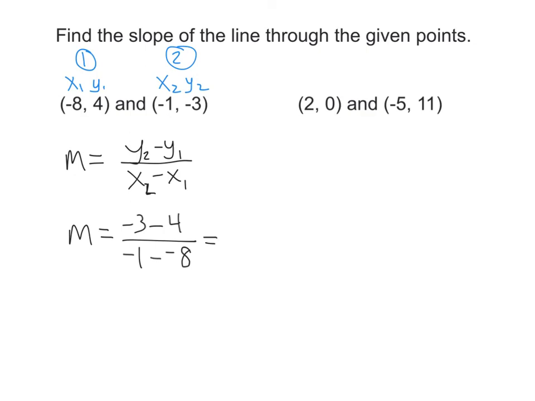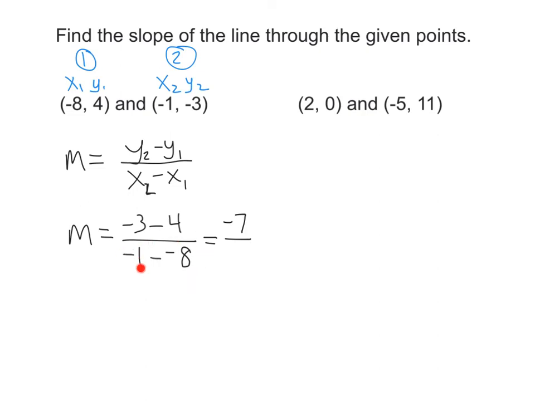So the first one in the numerator here, we have -3 minus 4. All right, -3 minus 4. I always think about money here. So if I'm $3 in the hole, I owe somebody $3, and then I spend $4 more, I'm now $7 in the hole. So -7.